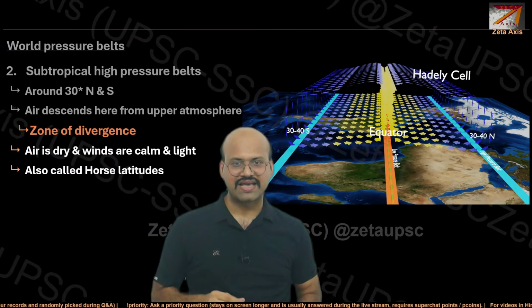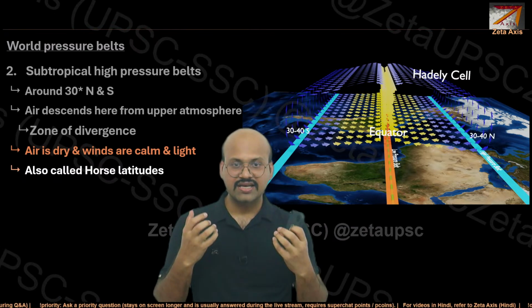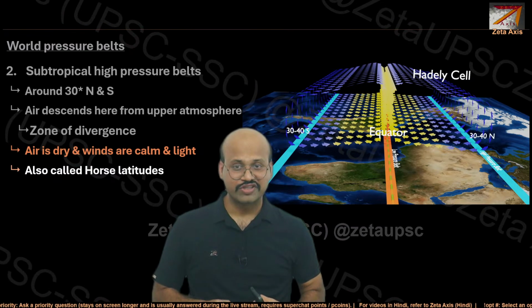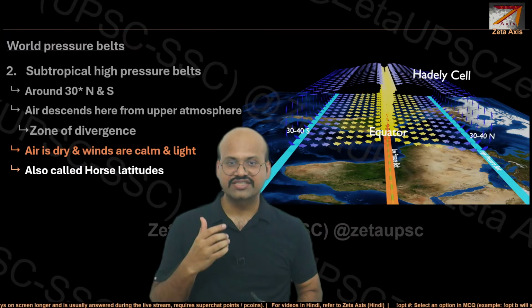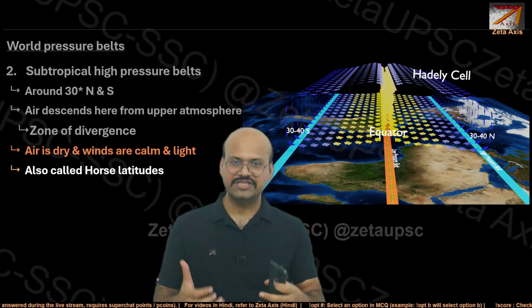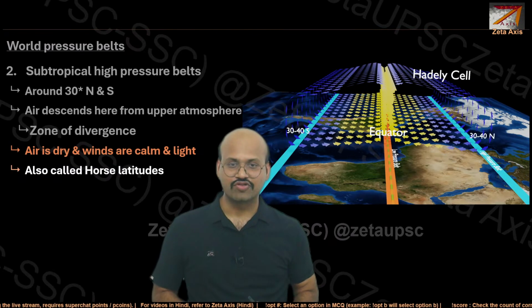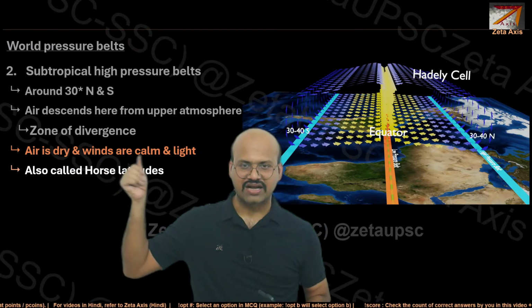And because the air is descending, we know that the air will get adiabatically heated. The air which is adiabatically heated is dry. The reason is that its temperature increases. When its temperature increases, its moisture carrying capacity increases. Therefore, relative humidity decreases, and that is why air is dry, winds are calm and light.